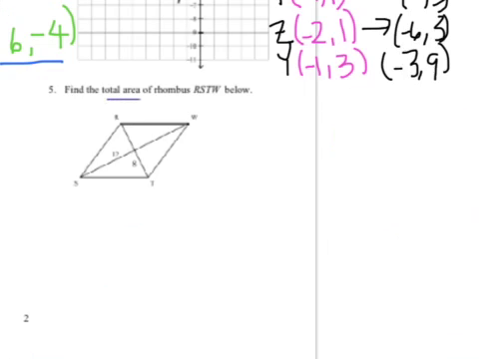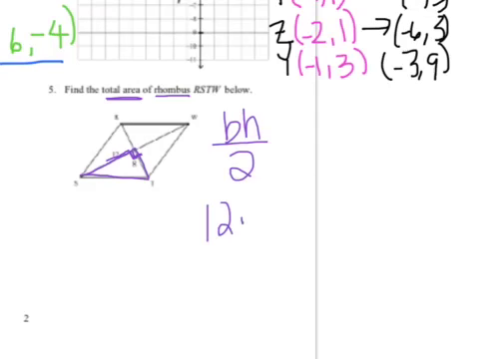This question says we need to find the total area of the rhombus. So one thing that's important to notice is that there's a right angle right there in the center of the diagonals. So I see 4 triangles, and I see there's one right here. And all we need to do is find the area of the triangle by doing base times height divided by 2, and then multiply by 4.